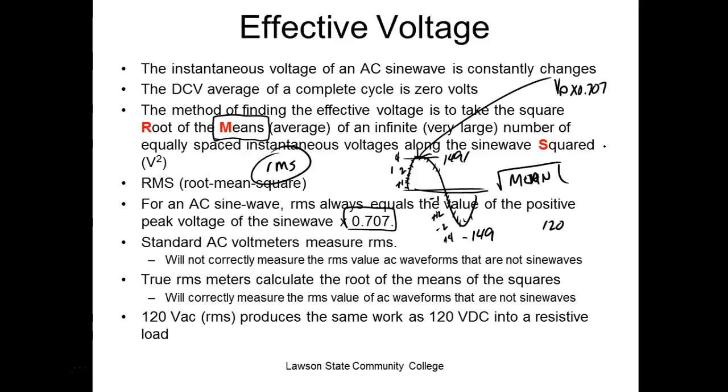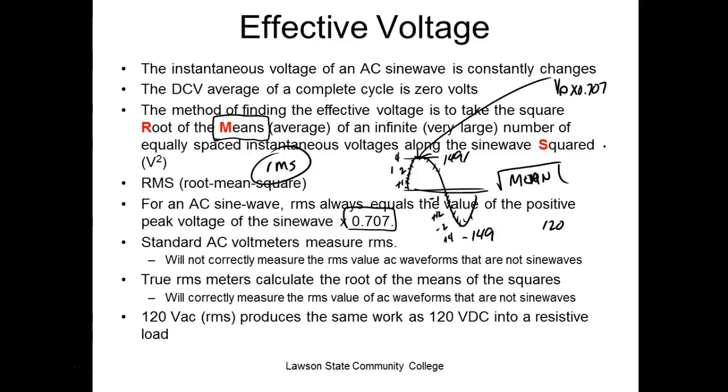So true RMS meters calculate the root of the means of the squares and correctly measure RMS values of waveforms that are not sine waves. So 120 volts RMS produces the same work as 120 volts DC into a resistive load. So meters measure RMS, scopes measure peak to peak. So that's one advantage of an oscilloscope. An oscilloscope shows you what's there. It doesn't do any averaging, it doesn't do any RMS, it shows you exactly what's there.